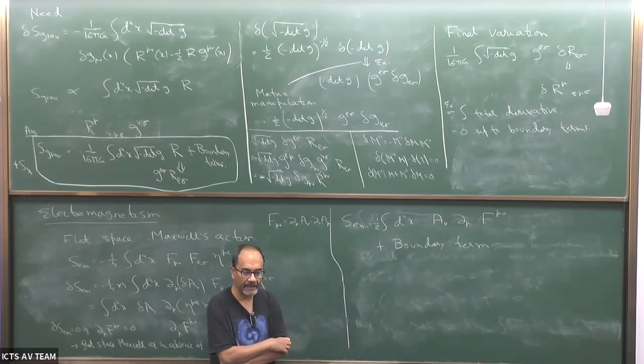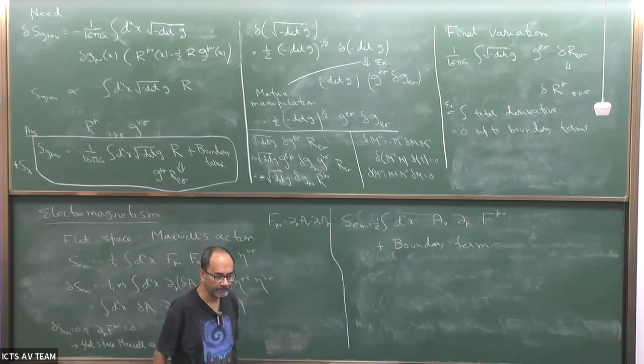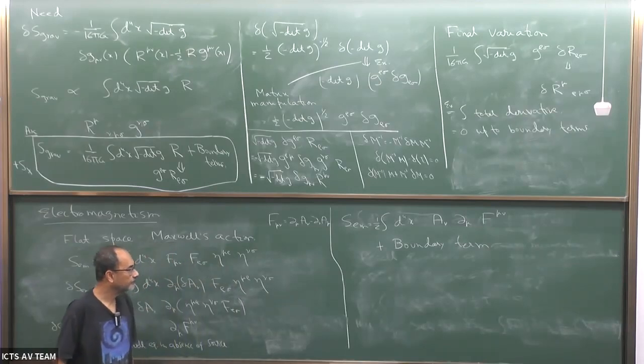But you could have written the Einstein's action in the single derivative form, the square of single derivative, by doing some integration by parts. It's just not manifestly covariant. Is this clear?